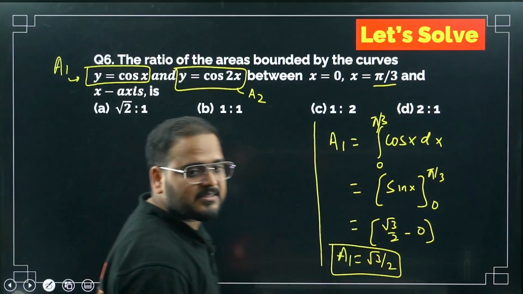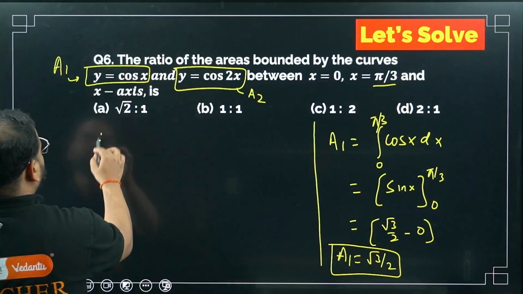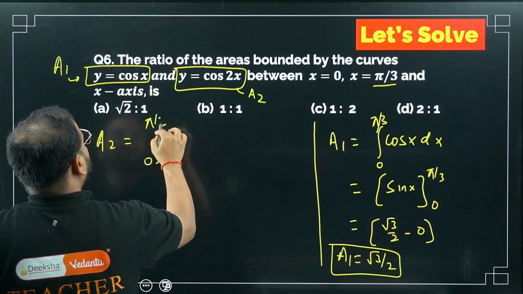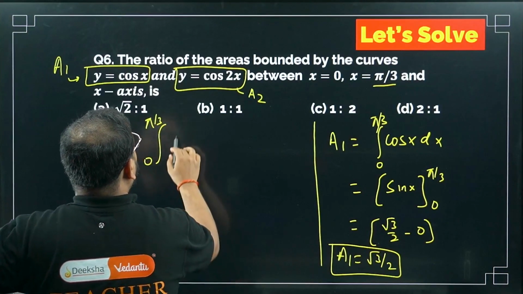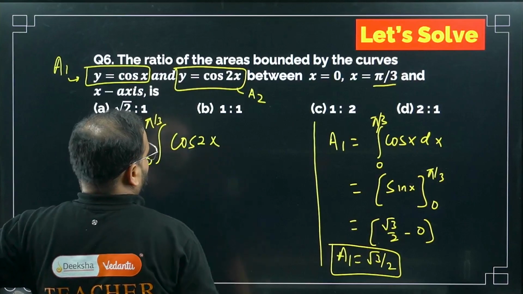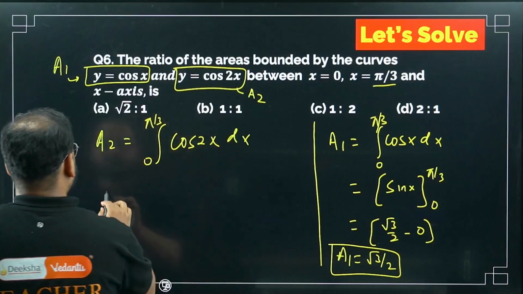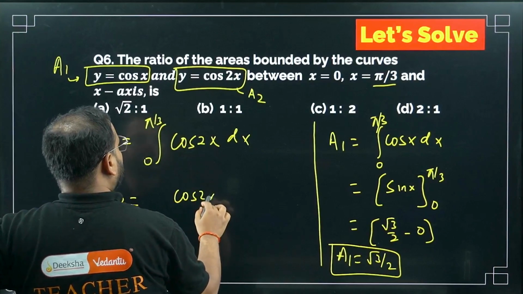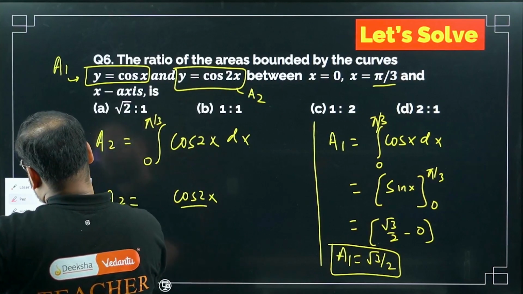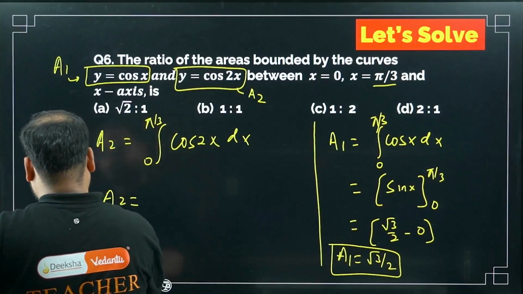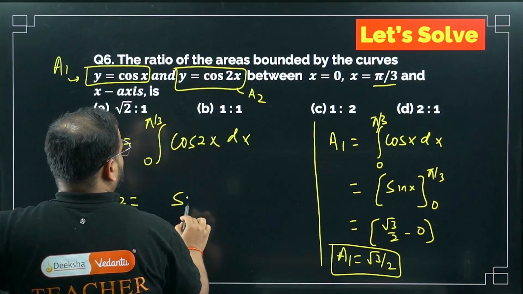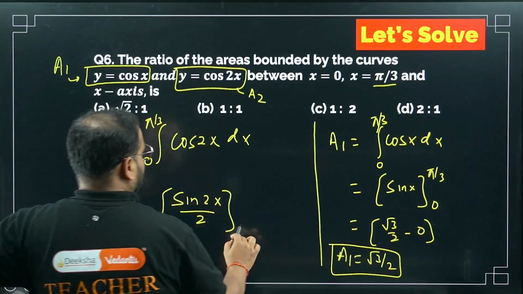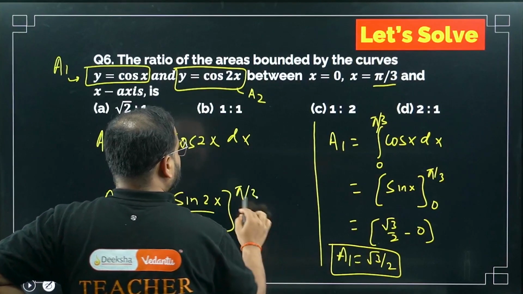Okay. Yes. What about A2 value? Same will do, from 0 to pi by 3, limit is given like that. How much is that? Cos 2x with dx will come. So my A2 will come as, what is it? Not cos 2x, sorry, I meant sin 2x by 2, right? From 0 to pi by 3.